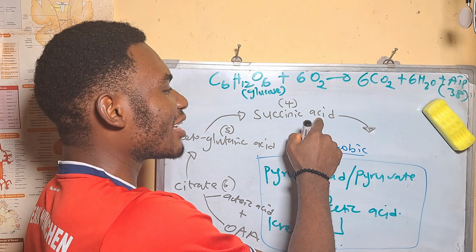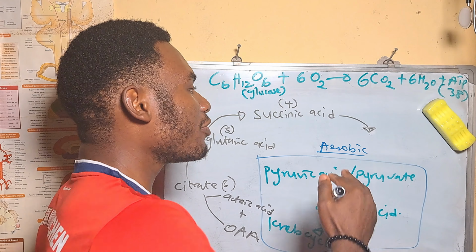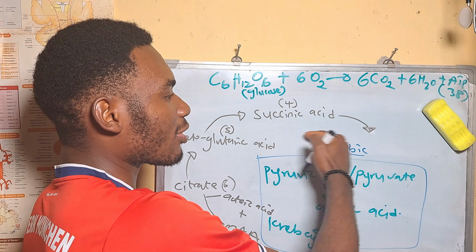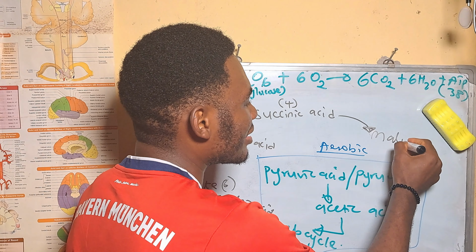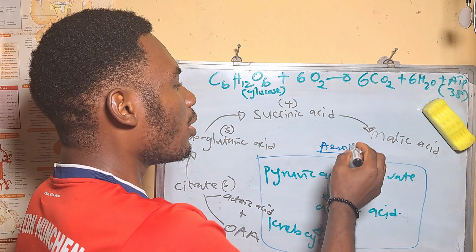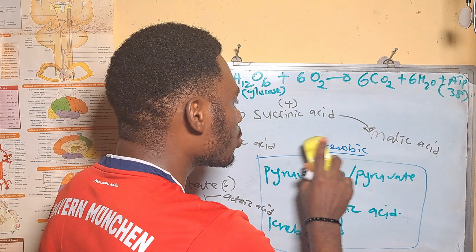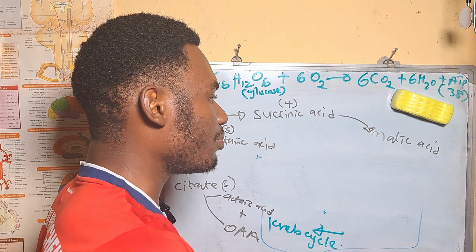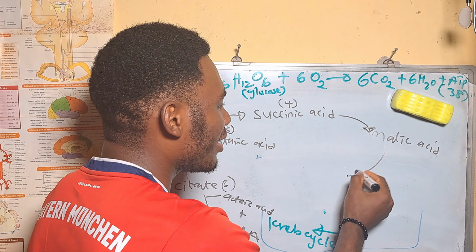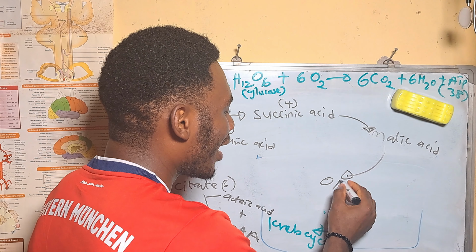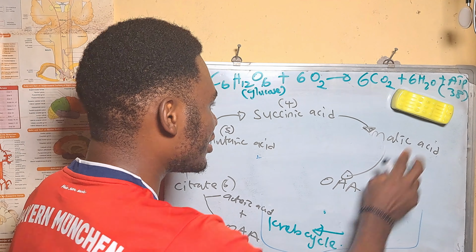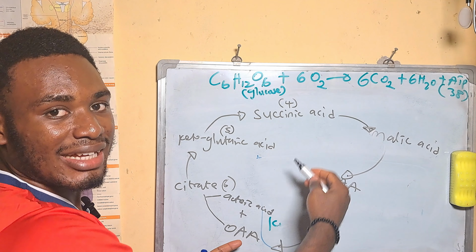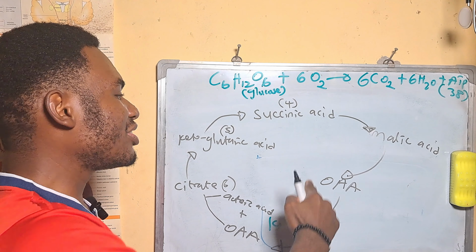So this succinic acid is going to be oxidized. That's when you remove a hydrogen atom from it, and you're going to form malic acid. Malic acid is also going to be oxidized again, that's the removal of a hydrogen atom again. If you remove hydrogen atom from malic acid, you form oxaloacetic acid, so that's this OAA here. OAA will react with another acetic acid that is entering, so the cycle continues.